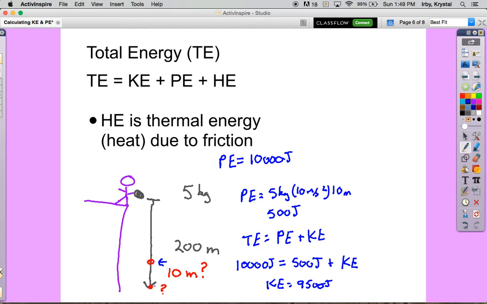What about the kinetic energy right here at this point, just a fraction of a second before it hits the ground? How many joules of kinetic energy do you think this rock is going to have right before it hits the ground? If you said that it's going to be 10,000 joules, you are correct. Because the total energy of the system is 10,000 joules. And so just a moment before it hits the ground, it would have 0 potential energy and 10,000 joules of kinetic energy.